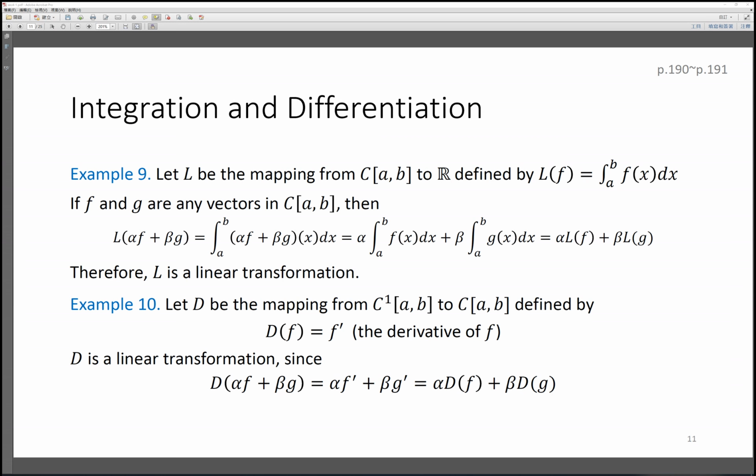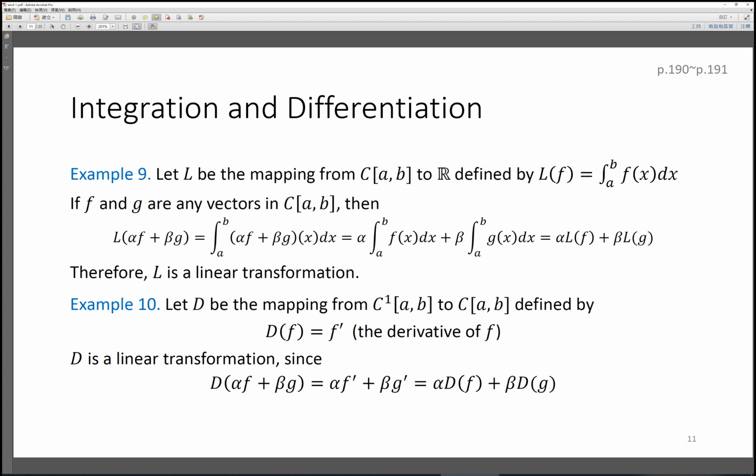Next, we prove L is a linear transformation. To this end, consider L of alpha f plus beta g. Here, alpha and beta are scalars, and f, g are any vectors in C[a,b]. By definition of L, we have L of alpha f plus beta g equals the definite integral of alpha f plus beta g over the [a,b] interval.